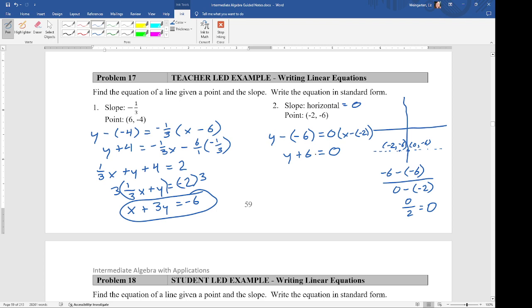For this to be in standard form, we need all of our x's and y's on one side, all of our constants on the other. Don't worry that we do not have an x. That is allowed in standard form. So I just need to subtract 6 from both sides and I get y equals -6. That is a perfectly acceptable standard form equation.